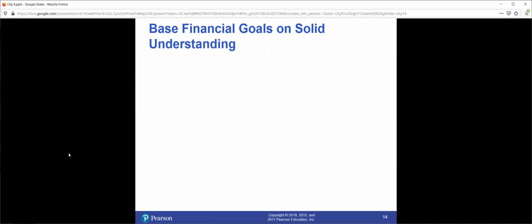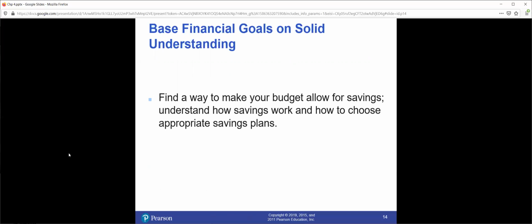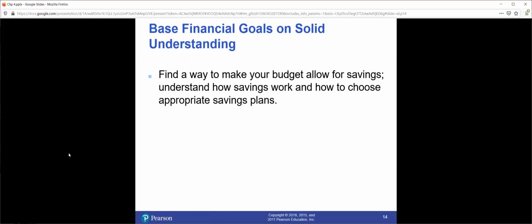So, again, seemingly complicated. Take a second, as I've talked about plenty of times in this class. Take a second, slow down, figure out what numbers go where, turn the word problem into a math problem, and you'll find the math usually easy to solve. So, base financial goals on solid understanding. Find a way to make your budget allow for savings. Savings is very important. Understand how savings work and how to choose appropriate savings plans. We'll discuss savings plans in future sections.